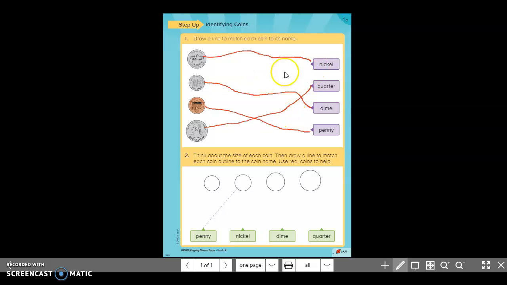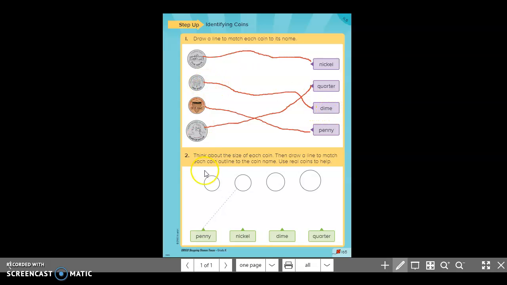Now, boys and girls, now that we have these matched up, nickel, dime, penny, and quarter, and you see the names of them, now you're going to do this next part on your own. You're going to think about the size of each coin, and you can look up here to see the size of the coins, okay? And you're going to draw a line to match each coin outline to the coin name, okay? You can use real coins to help, or you can just look up here.